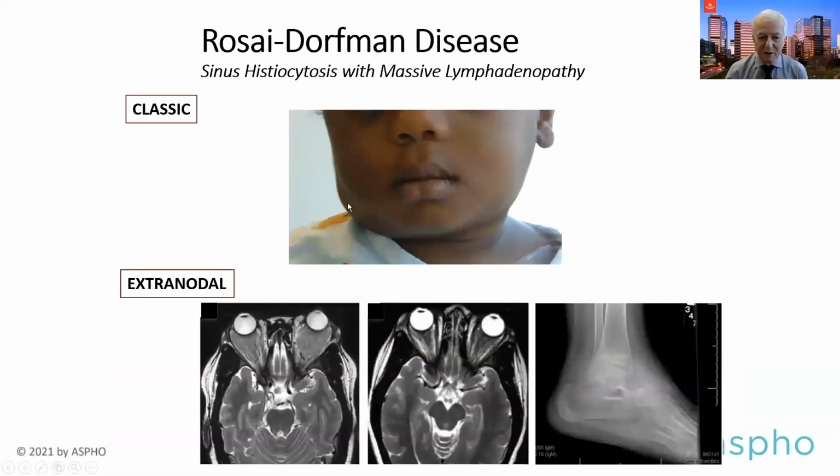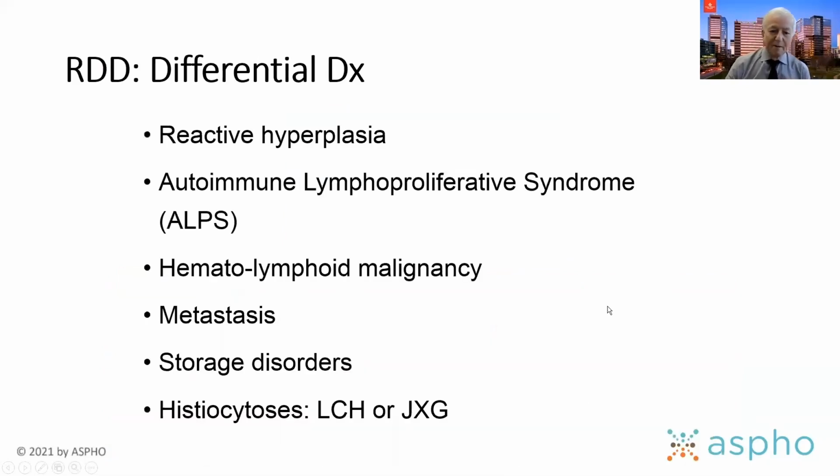Here is a classic patient with a large cervical lymphadenopathy, some extranodal involvement, and here's proptosis caused by the Rosai-Dorfman disease, which had a nice response to clofarabine treatment. And here's a patient with a lytic lesion of the talus caused by RDD. As I mentioned, Rosai-Dorfman is part of the differential diagnosis of lymphadenopathy, of which autoimmune lymphoproliferative syndrome, malignancies, metastases, storage diseases, and other histiocytic diseases could be the cause.